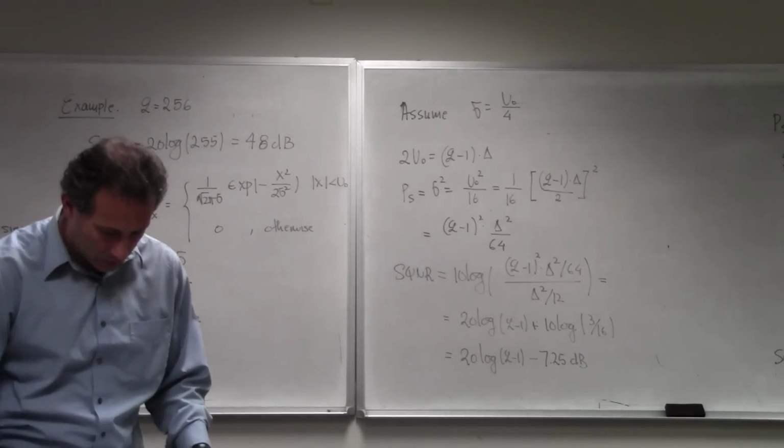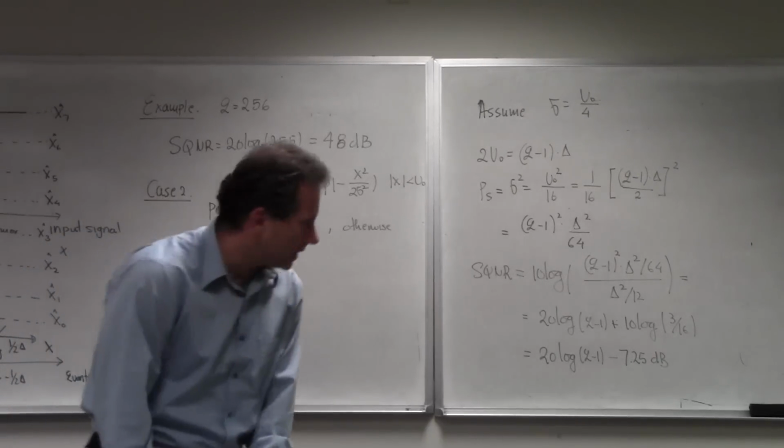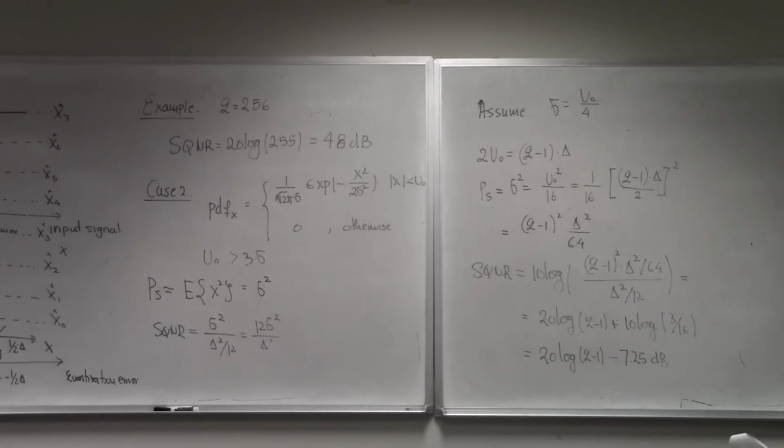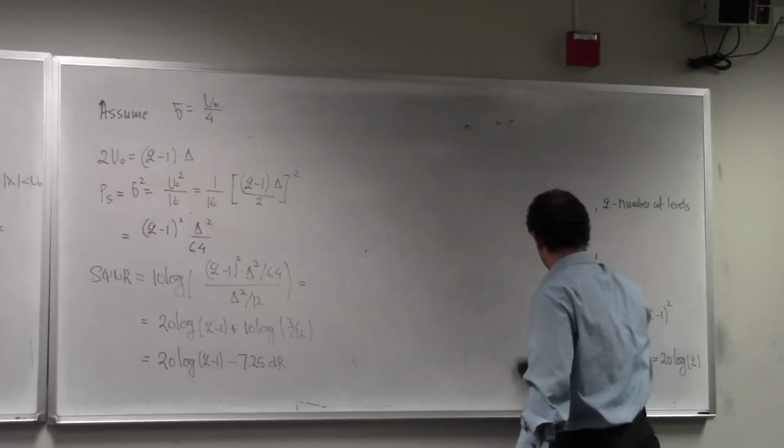So that's what the math says. But here's where we need to stop, or let me actually carry this all the way through. Let's assume that the number of quantization levels is 256, just to have an apples-to-apples comparison.